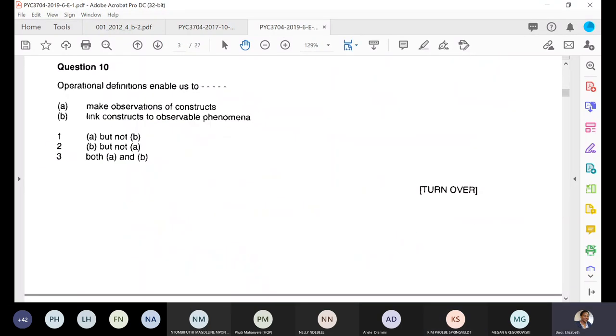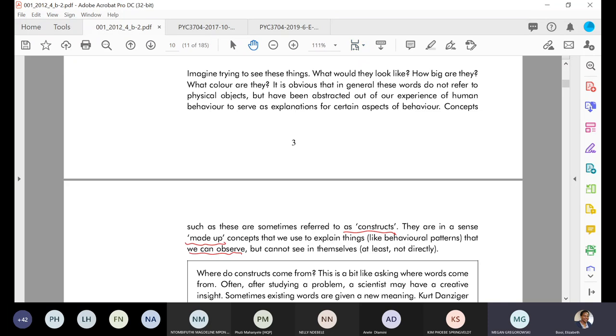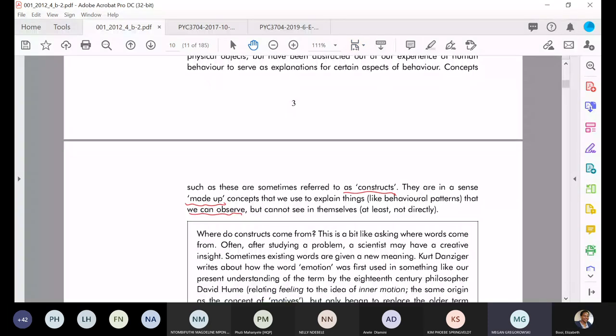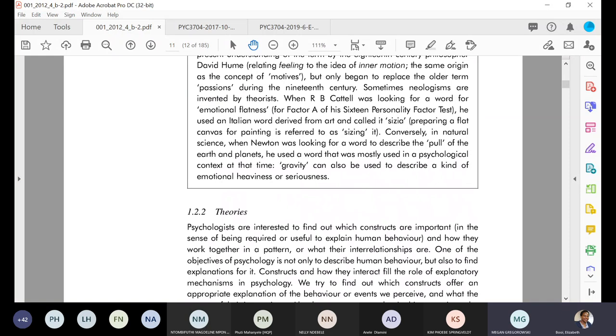Okay. So what does the question say? Make an observation of a construct. Yes, I think yes. Link construct to an observable phenomena. I think yes again. Option 3. So option 3 will be the right one.